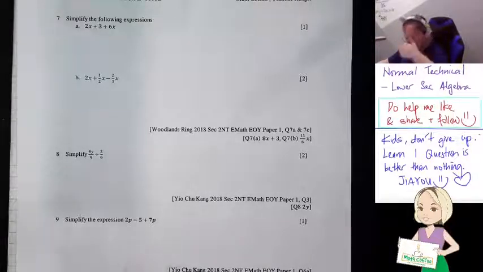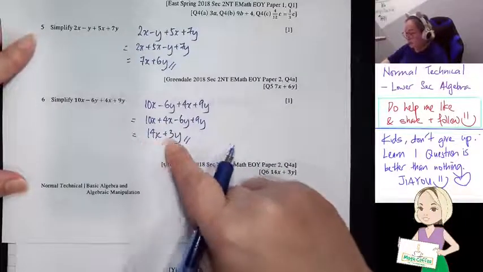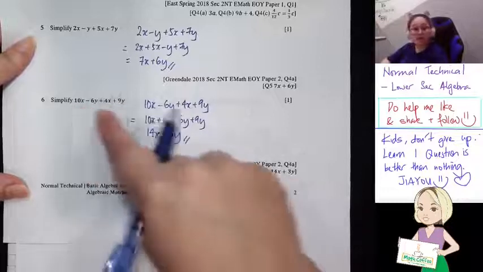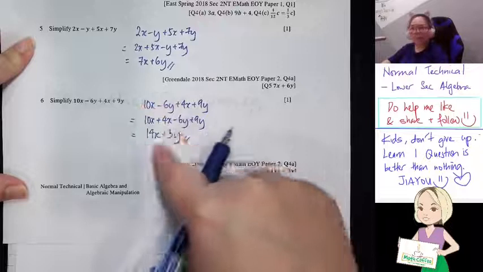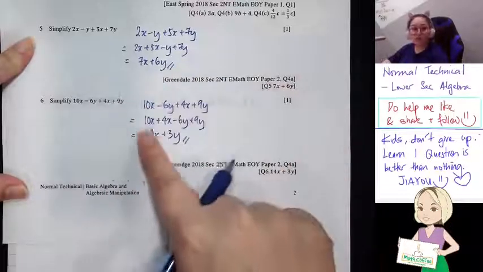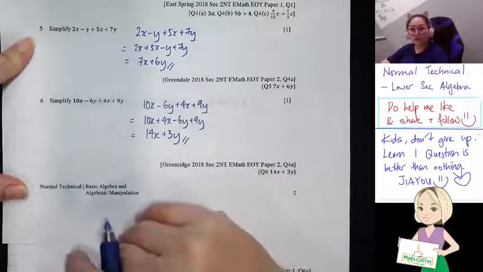14x 3y. Where? No, it's not multiply, it's plus. 14x plus 3y. These are all addition, subtraction. It's got nothing to do with multiplication. So it's 14x plus 3y, not multiply. Not multiply. Take note.